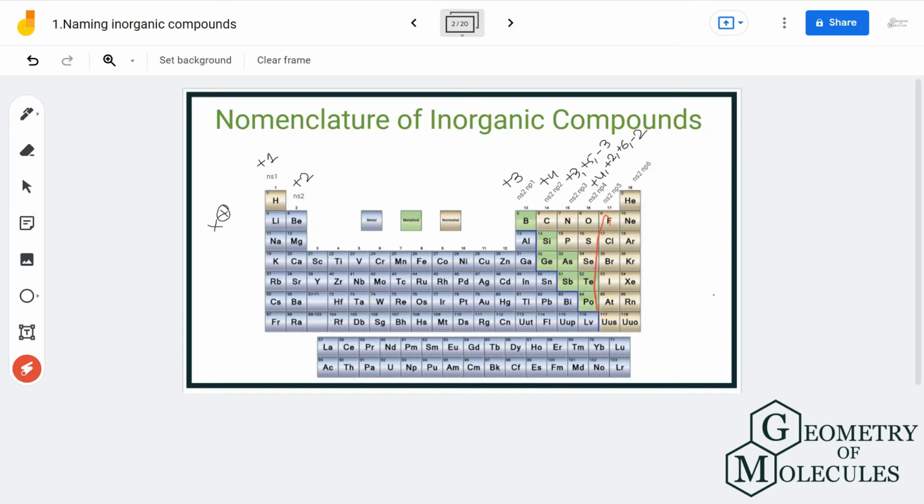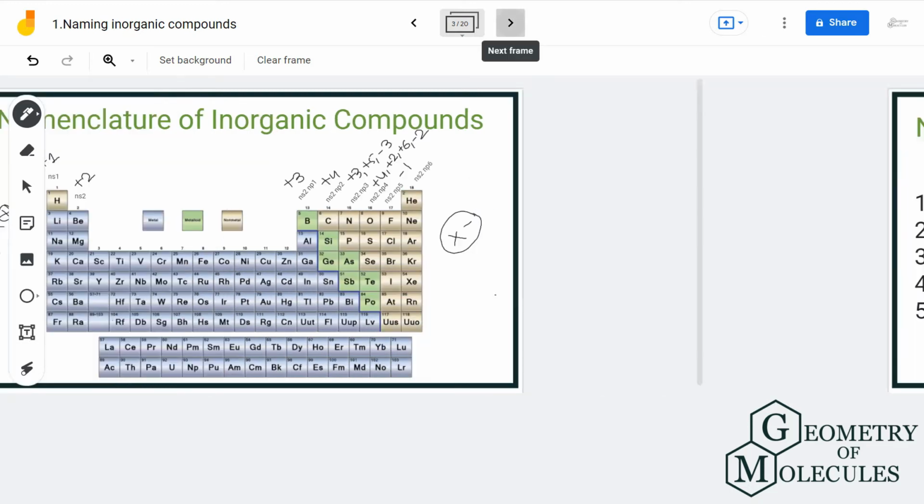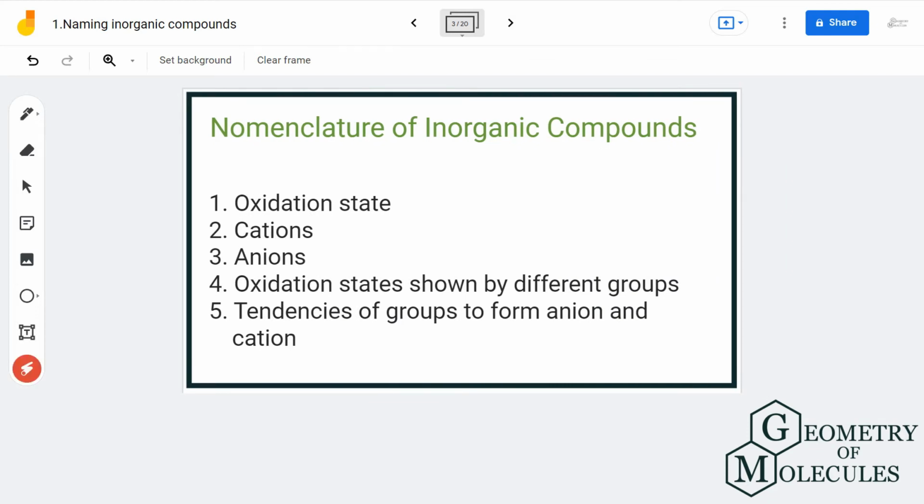In the case of group 17 elements, they only need to gain one more electron to complete their octet. So these show an oxidation state of -1 and generally form an anion by gaining one additional electron. By this discussion, we brushed up our concepts of oxidation state, cation, anion and the oxidation states shown by different groups. These concepts will help us in naming inorganic compounds, which we will see now.